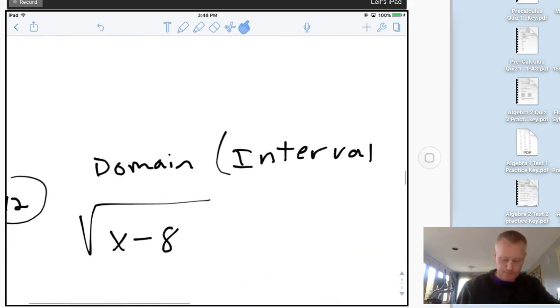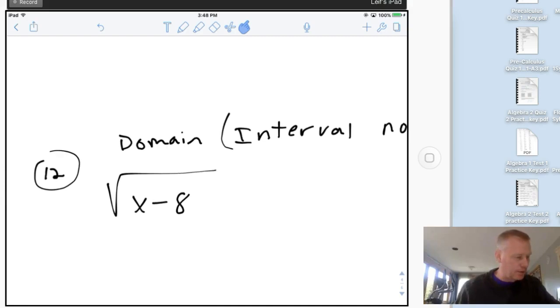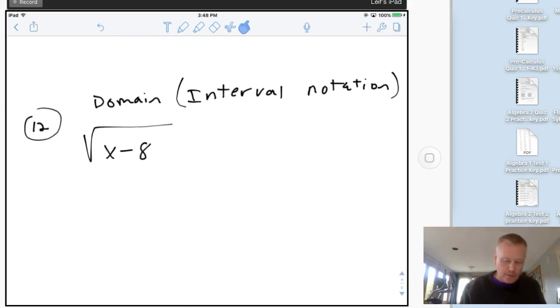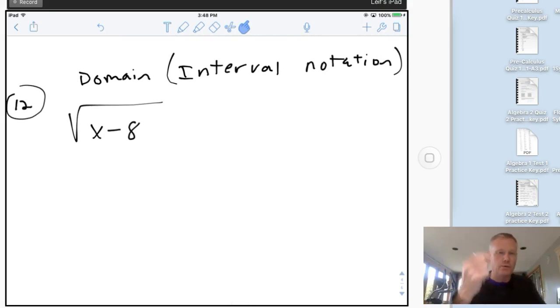Next, domain interval notation. Oh, I think I've skipped one. There we go. So the domain. Domain is often restricted by two things. The first one is what's underneath the radical. Another thing is what makes the denominator 0.